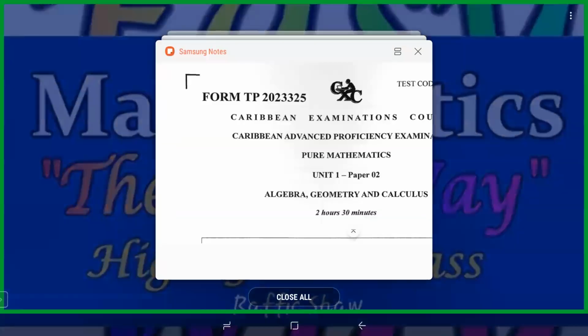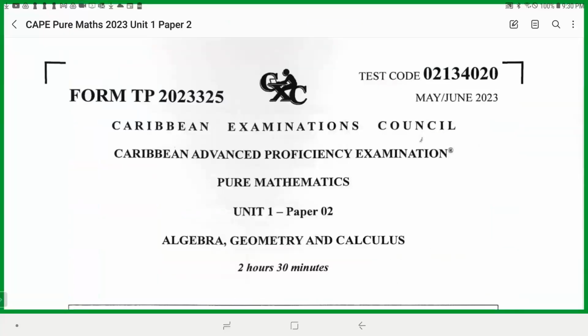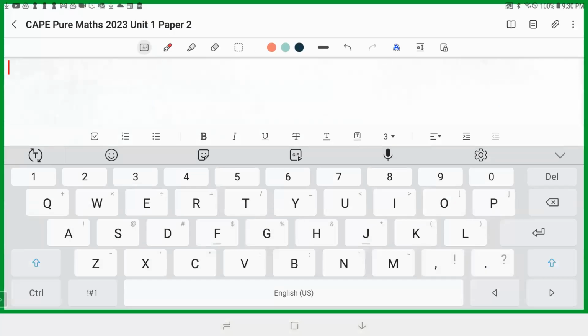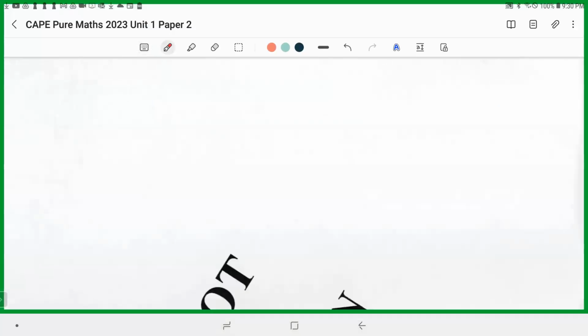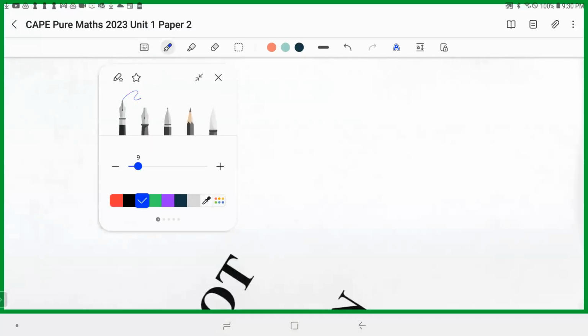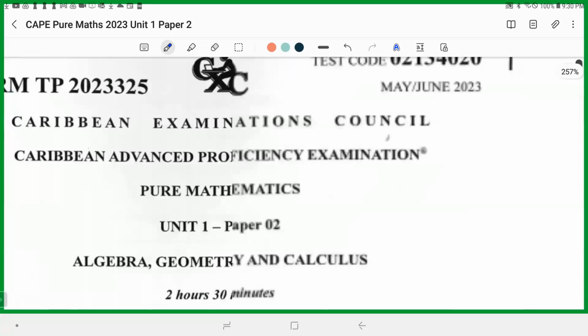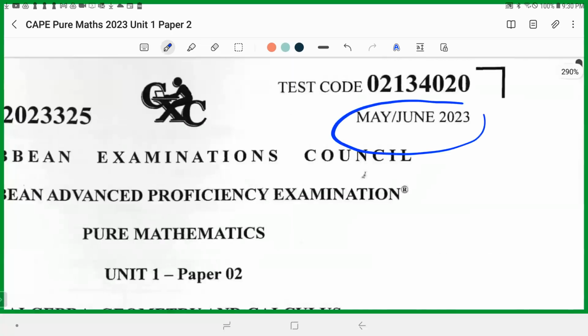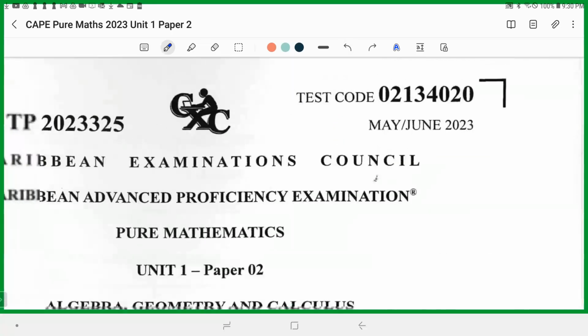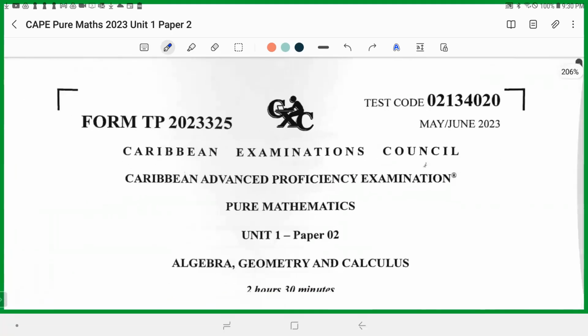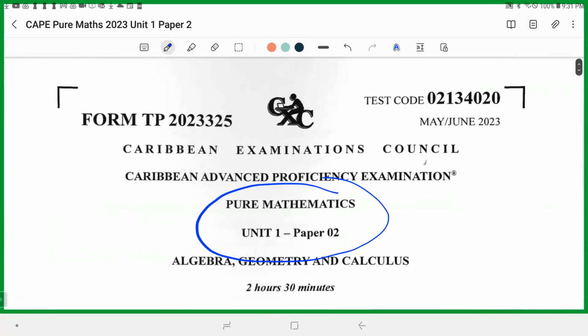So this is the June 2023 pure maths paper 2. All right, that's it. Get a copy of it today. June 2023. And this is the pure maths Unit 1, paper 2. All right. So let's see what it was all about.